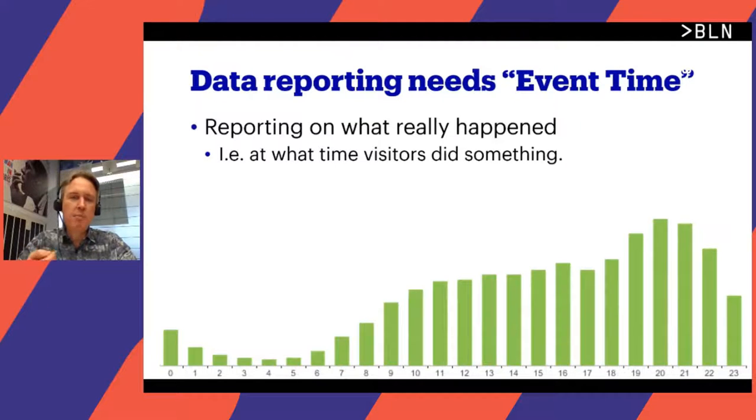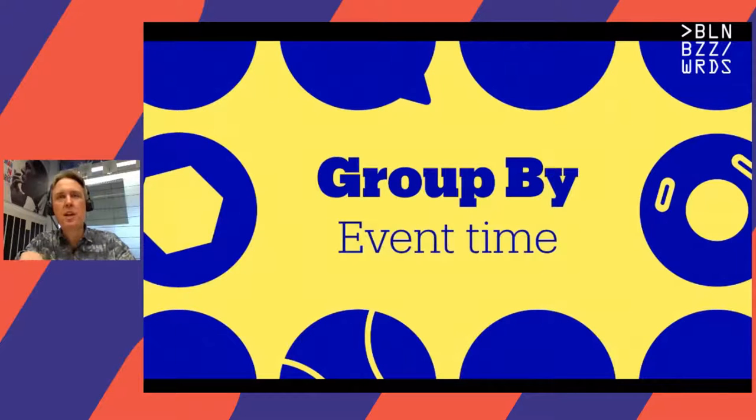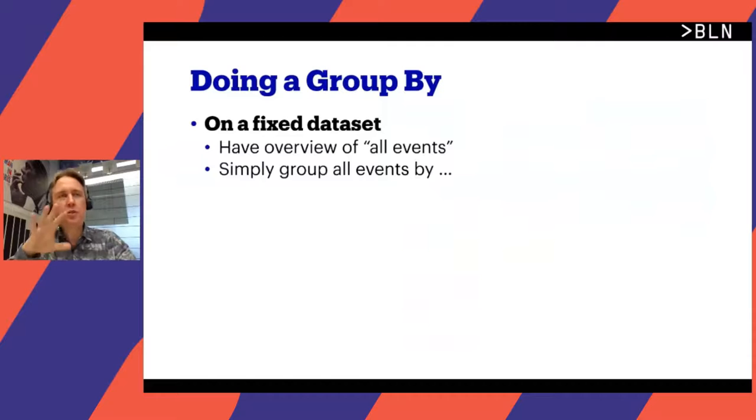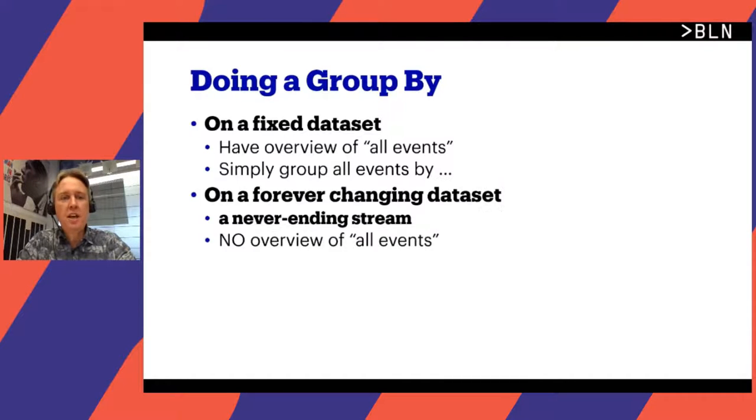The second part of the application that needs addressing is the group by event time, because that's what we're doing. We're doing a group by hour. Now, if you're doing a group by on a fixed data set, that is nice because you have an overview of all events in there. And you can simply sort them, group them, and then have the group by of whatever field you feel like. But this is a forever changing data set. It's a never ending stream. It is impossible to have an overview of all events. So if you want to do a group by type of operation, you have to do it slightly differently.